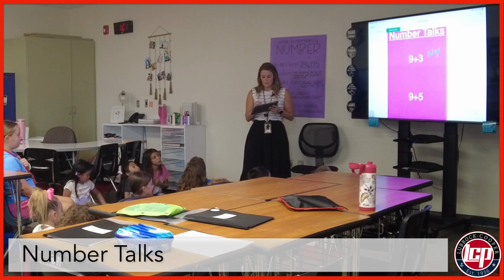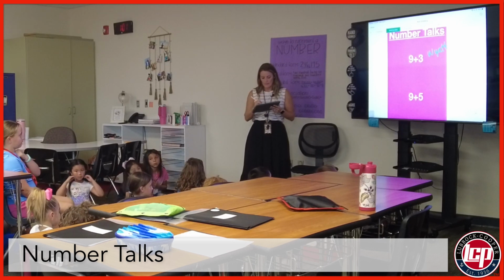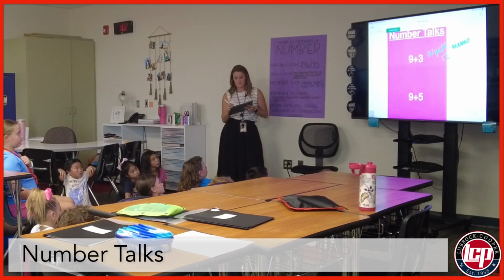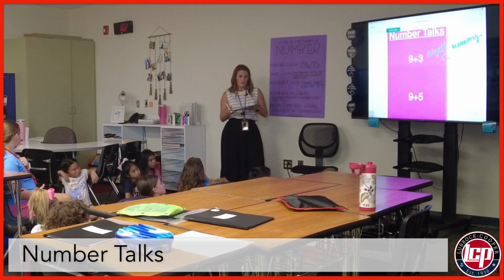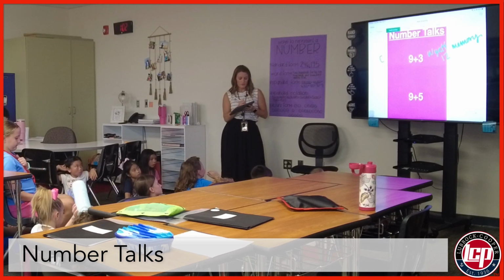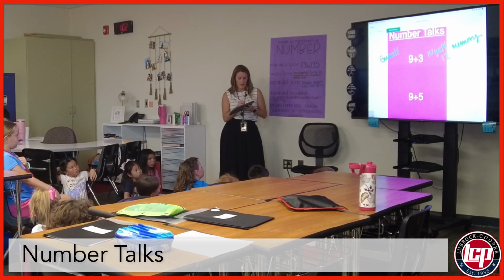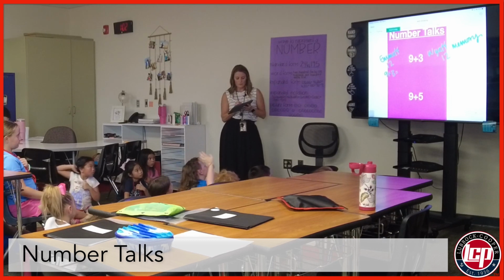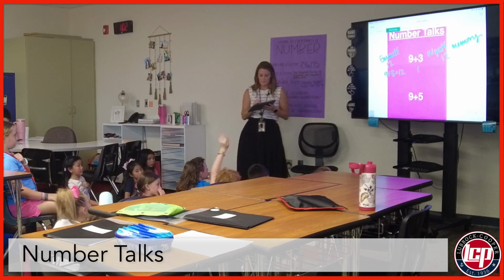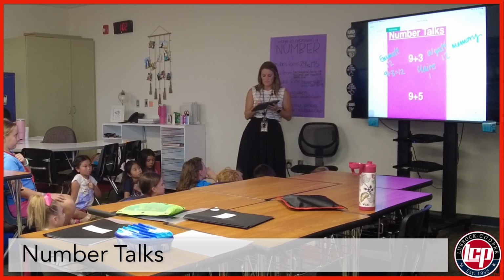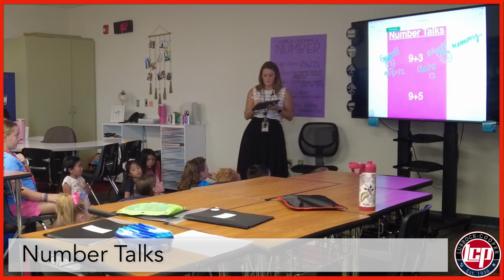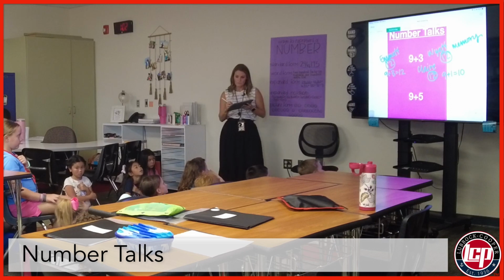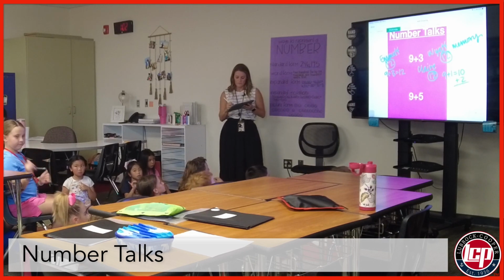Wyatt, what'd you get? I got 12. How? I just knew it by memory. By memory, okay. Emmett, what'd you get? I got 12. How? I added 9 plus 3. You just did 9 plus 3 and that equals 12? Claire, what'd you get? So I got 12. Okay. And I did it because I know 9 plus 1 equals 10. And then there was 2 left from the 3, so I did 10 plus 2, that equals 12.